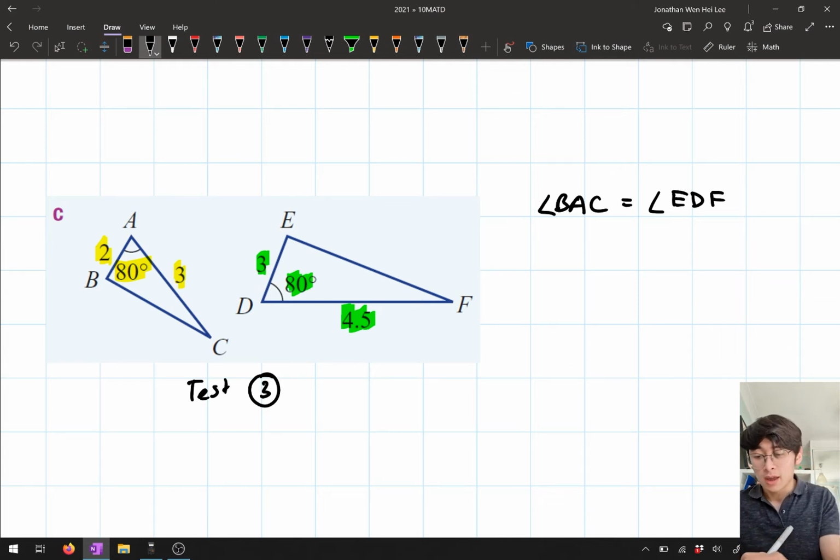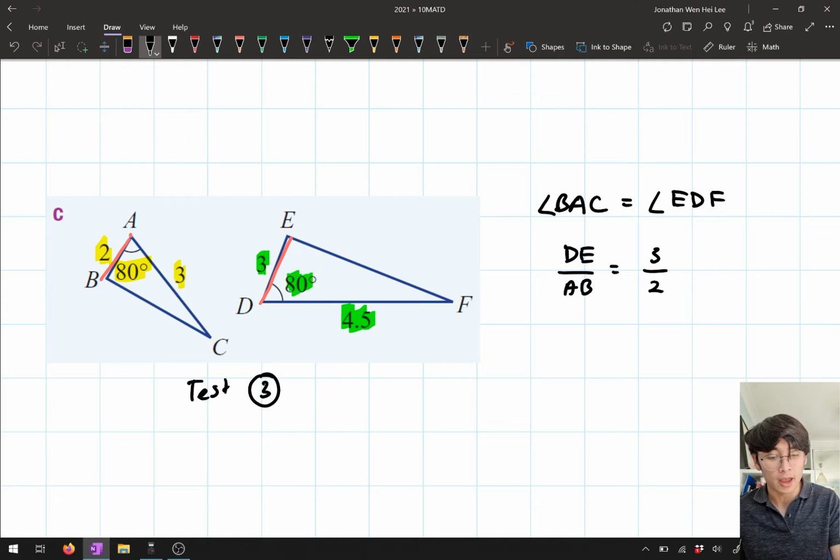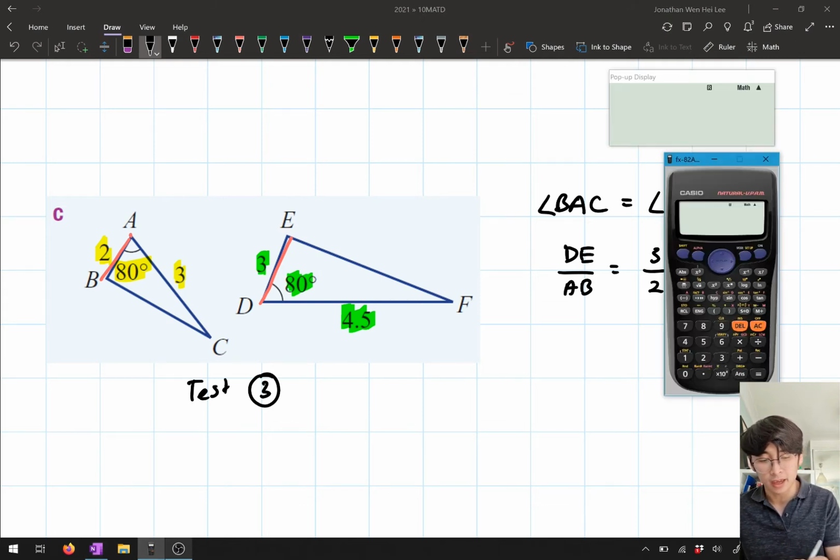So here, if I start off with this one, AB, well, A is the angle, and we want to look for this next side. So that kind of matches up with DE. So here, what I'm going to write is DE over AB. Now let's put that in. So DE was 3 over 2 for AB. So 3 over 2, if I put that in my calculator, just becomes 1.5.